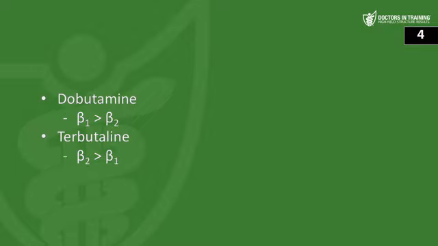Next, we have isoproterenol. That's going to be beta 1, beta 2 equally. Epinephrine is going to be alpha 1, alpha 2, beta 1, and beta 2. So it's doing the whole thing. Dobutamine is going to be beta 1 more than beta 2 and not very much alpha at all. And then terbutaline is going to be a lot of beta 2 and a little bit of beta 1 and none of the alphas. Next question.